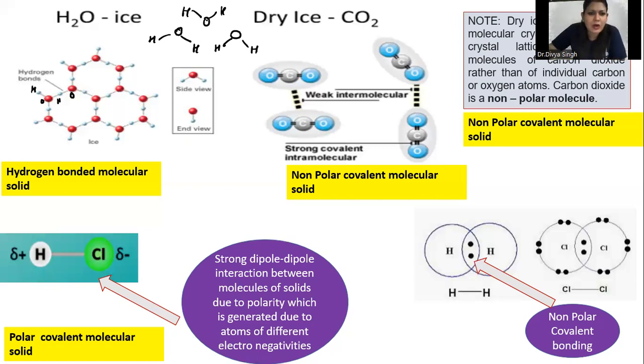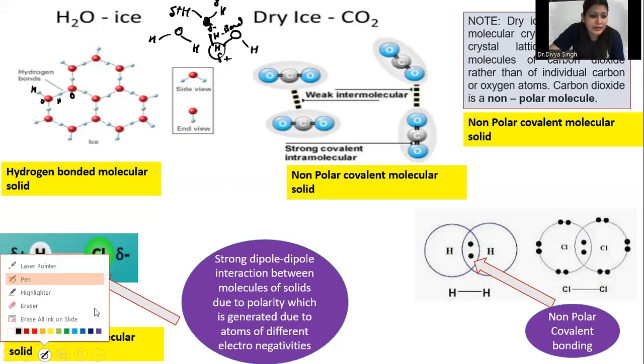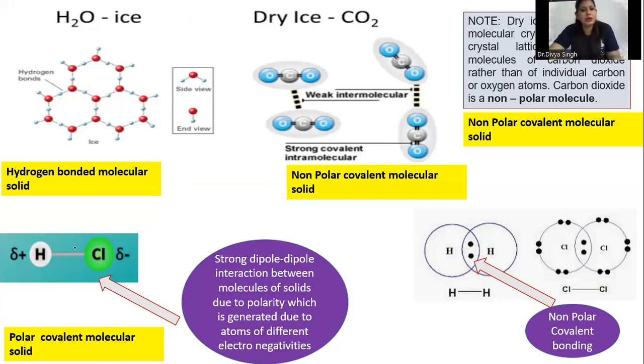So what is happening? Oxygen is more electronegative, so it has a partial negative charge. Hydrogen has a partial positive charge. Since these two have opposite partial charges and an electronegativity difference, this hydrogen is attracted towards this oxygen, leading to the formation of a hydrogen bond. Such bonding explains the hydrogen bonded molecular solids.